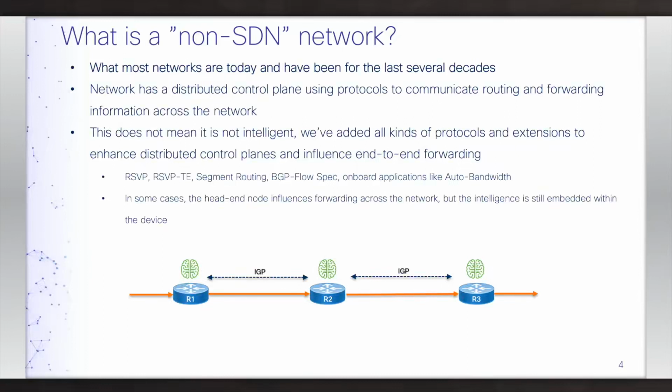And if you look even at an application like auto bandwidth, which is deployed in a lot of RSVP-TE type networks, you can consider that an SDN application. It's really an intelligent application that's taking in information from across the network to make more intelligent path routing decisions. But it's still limited in what it can do, being embedded into a device and the capabilities being mainly based off of the data that it's able to consume and make decisions on.